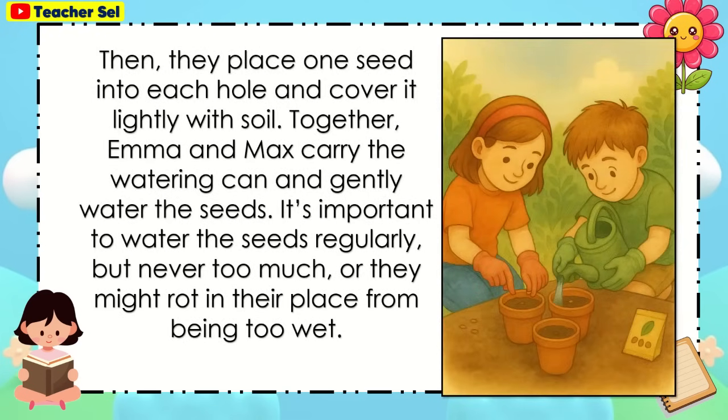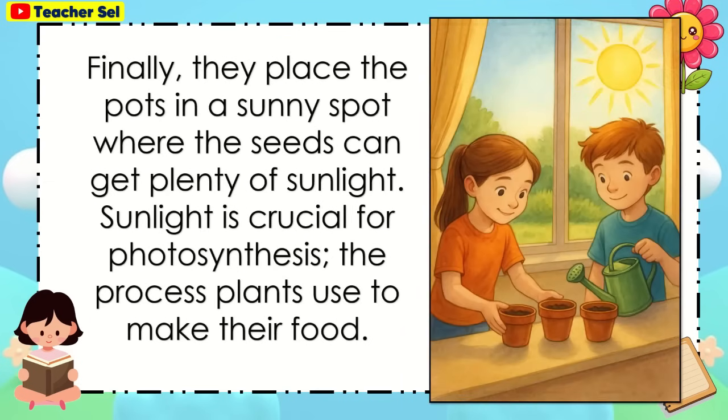Then, they place one seed into each hole and cover it lightly with soil. Together, Emma and Max carry the watering can and gently water the seeds. It's important to water the seeds regularly, but never too much, or they might rot in their place from being too wet. Finally, they place the pots in a sunny spot where the seeds can get plenty of sunlight. Sunlight is crucial for photosynthesis, the process plants use to make their food.